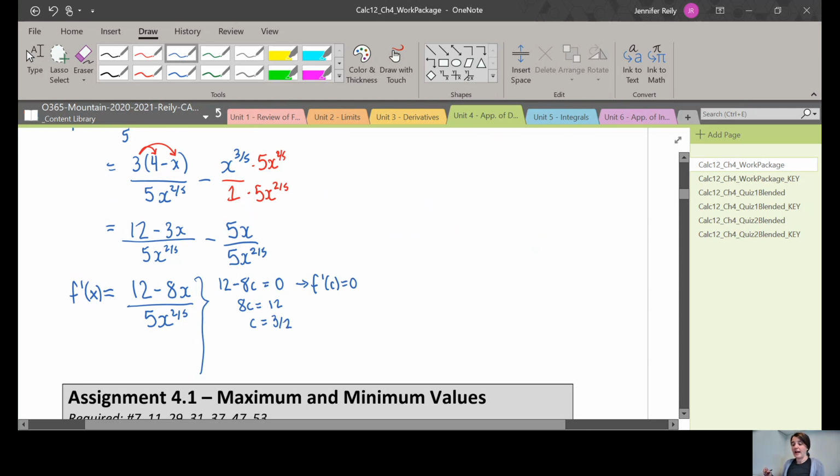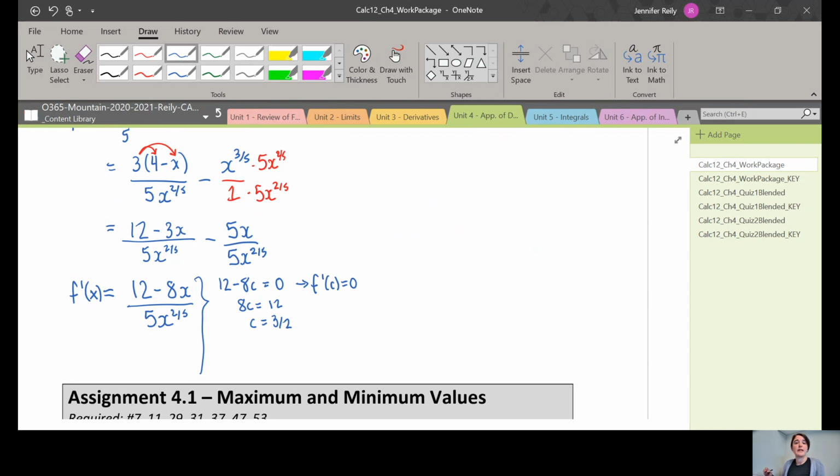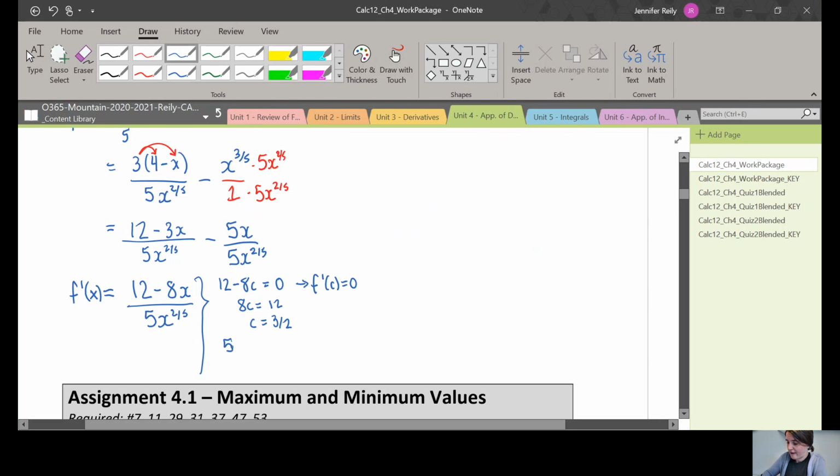Okay, and then let's think about the denominator being 0. We're not allowed to have that, right? So anything divided by 0 is going to be undefined. So when 5c to the power of 2/5 equals 0, that's going to imply that my derivative is undefined. Well, that equals 0 when c is 0. So that means c equals 0. We're going to have an undefined derivative.